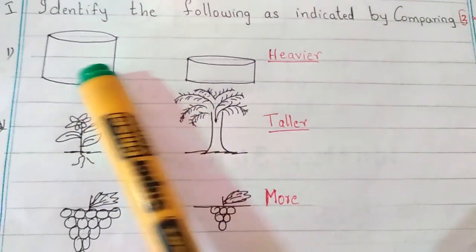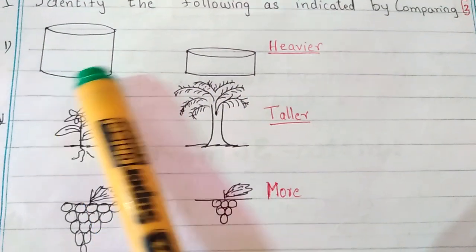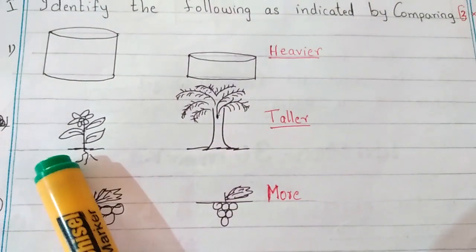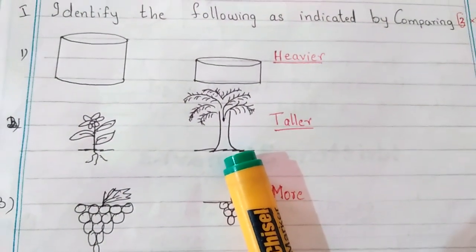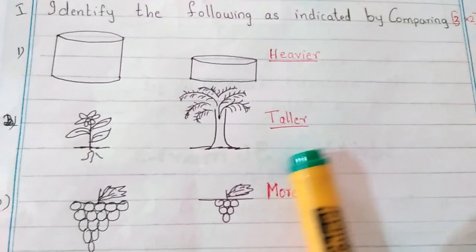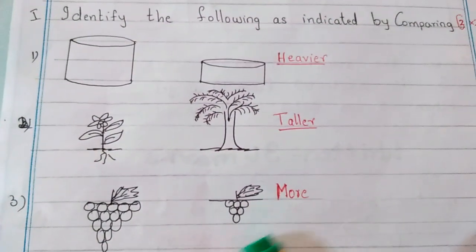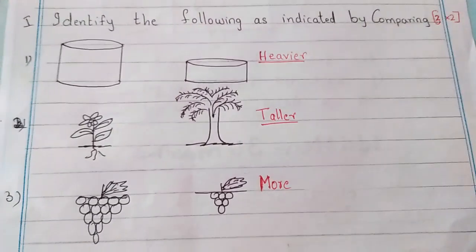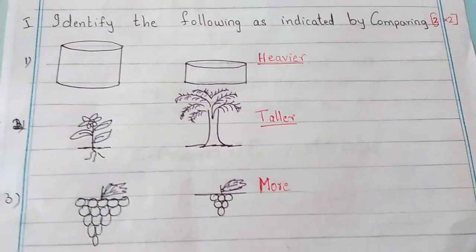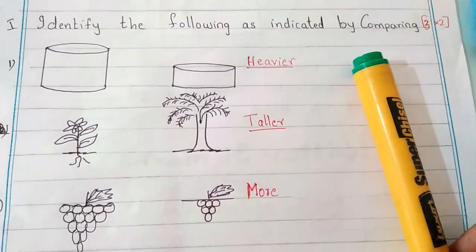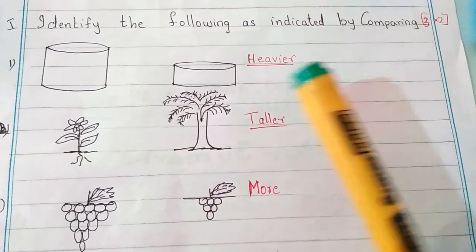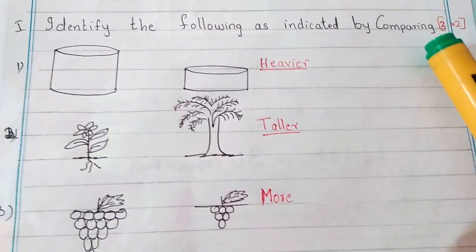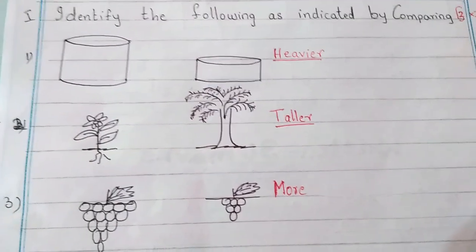So the first one, the child has to indicate or show which is heavier. The second, the child has to compare and tell which is taller. The child has to compare and tell which is more. So this is for 6 marks. Child has to compare and show as indicated, carrying for 6 marks. Let's move to the second one.